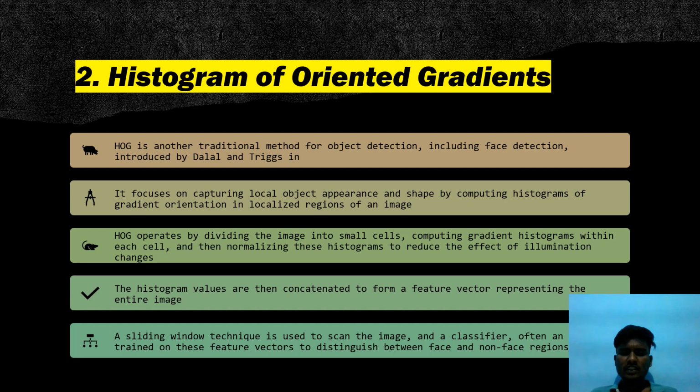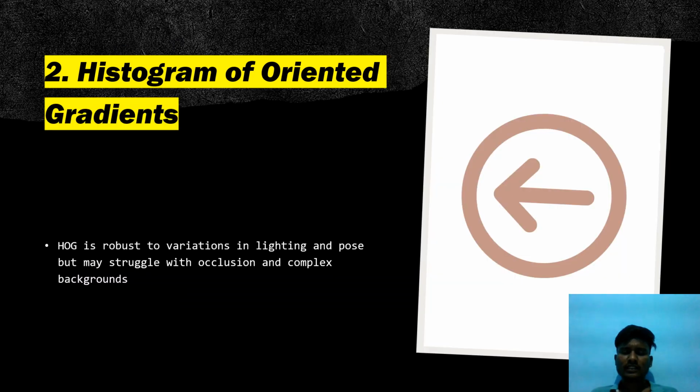It focuses on capturing local object appearance and shape by computing histograms of gradients. HOG operates by dividing the image into small cells and computing gradient histograms within each cell. The histogram values are then concatenated to form a feature vector representing the entire image.